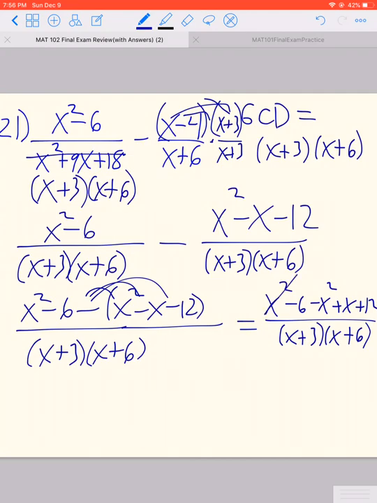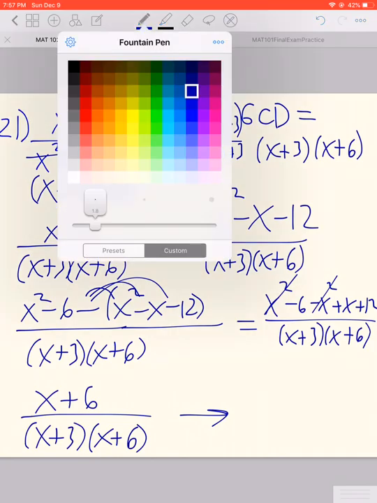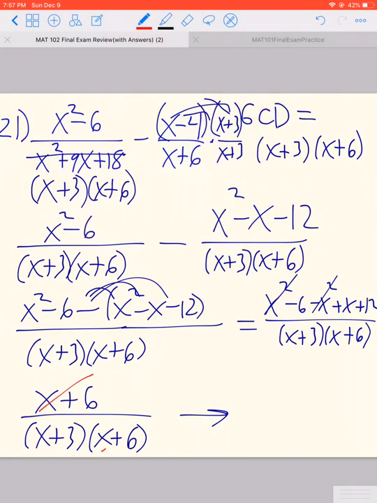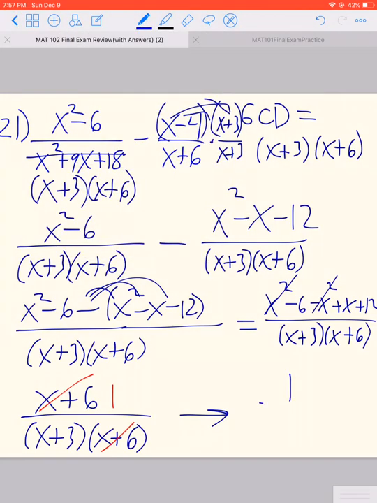The x squareds are going to cancel because you have x squared and a negative x squared. We have a positive x, and then the negative 6 and the positive 12 will combine to give us a positive 6 up top, all over x plus 3 times x plus 6. And then lastly, we can reduce this because both of them have that common factor of x plus 6 in the numerator. So that will go into itself one time. So we're left with 1 over x plus 3.